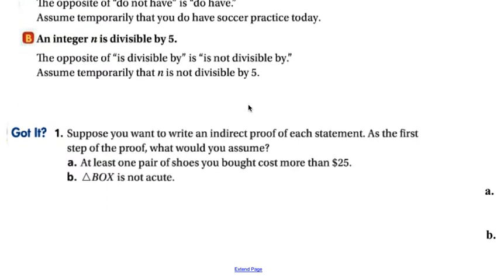Here's a chance for you to try a couple of them on your own. Go ahead and pause the video, try to work on A and B and come up with your statements, and I'll give you some solutions when you get back.